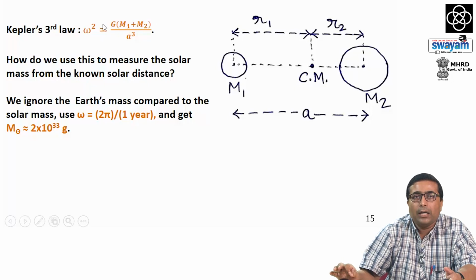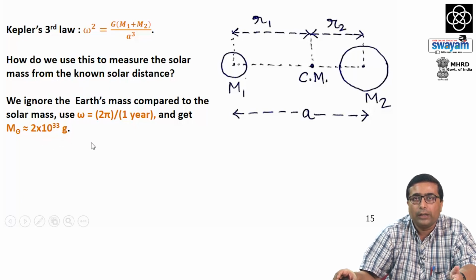The angular speed omega is measured from the known orbital period of 1 year, and suppose we can measure a, that is the distance between the earth and the sun, then we can easily measure the sun's mass, which comes out to be of the order of 2 into 10 to the power 33 gram. This is a way to measure the solar mass.